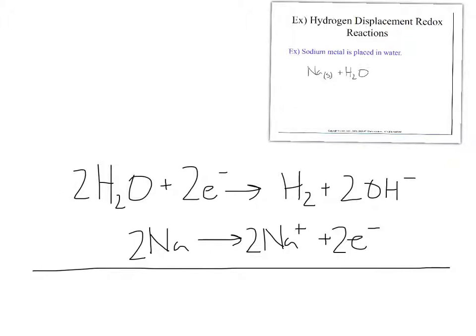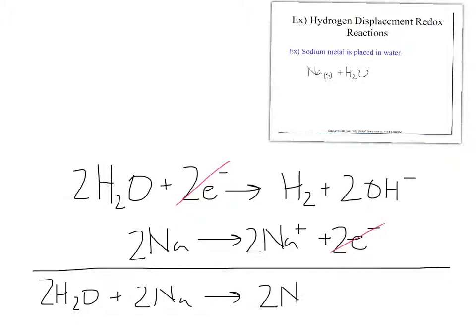Then if we sum these two together, obviously the 2 electrons cancel each other out. The overall reaction would be 2 waters react with 2 sodiums to produce 2 Na pluses plus H2 gas plus 2 hydroxides.